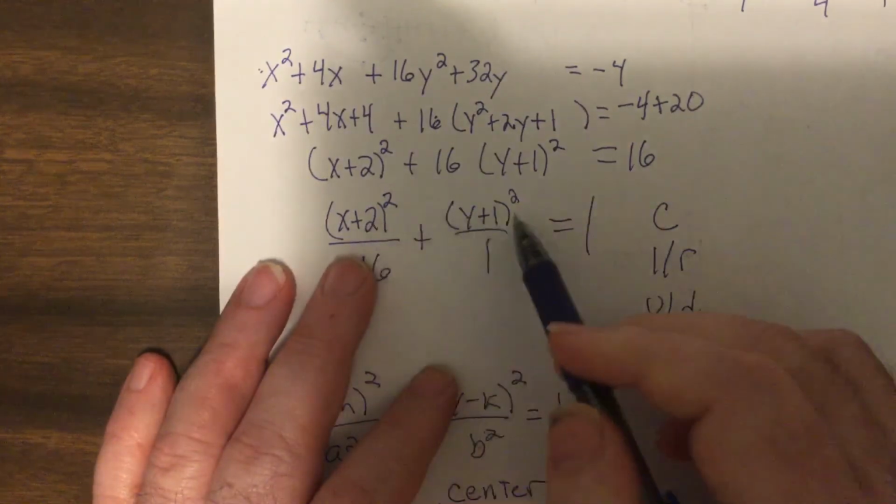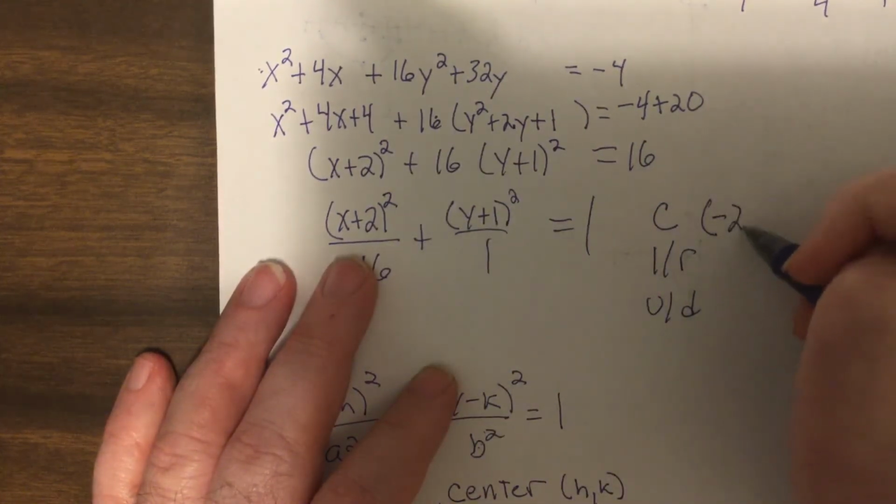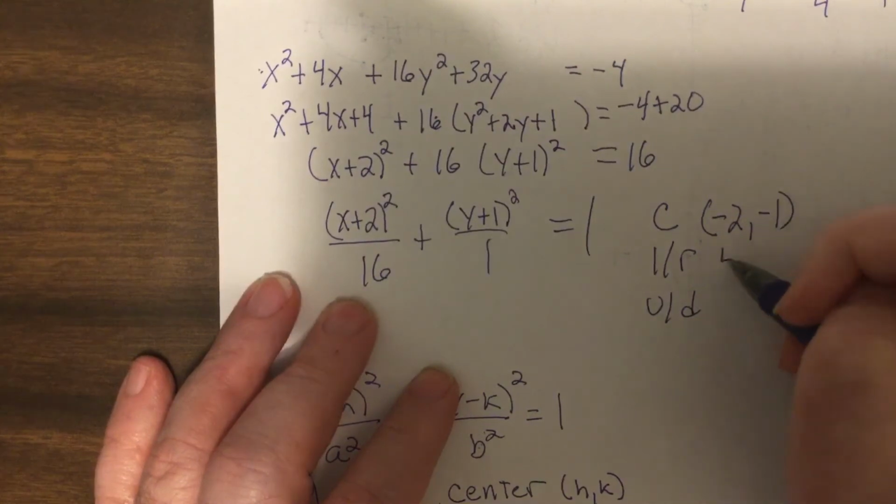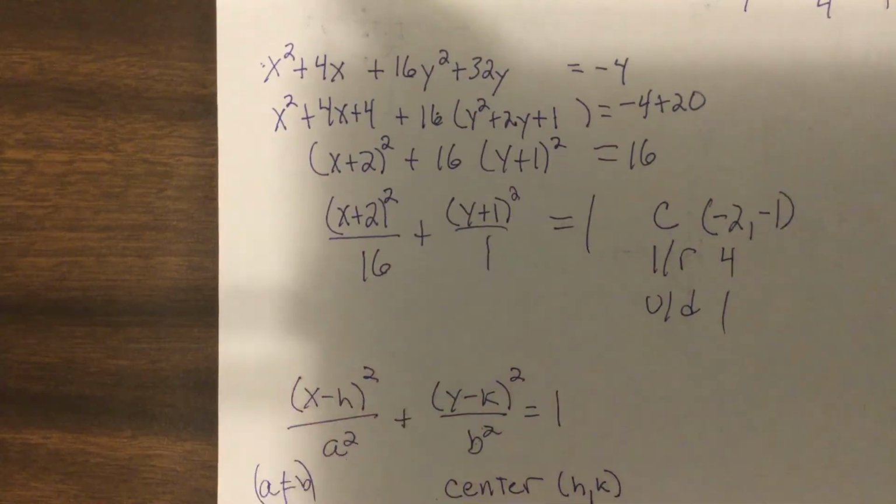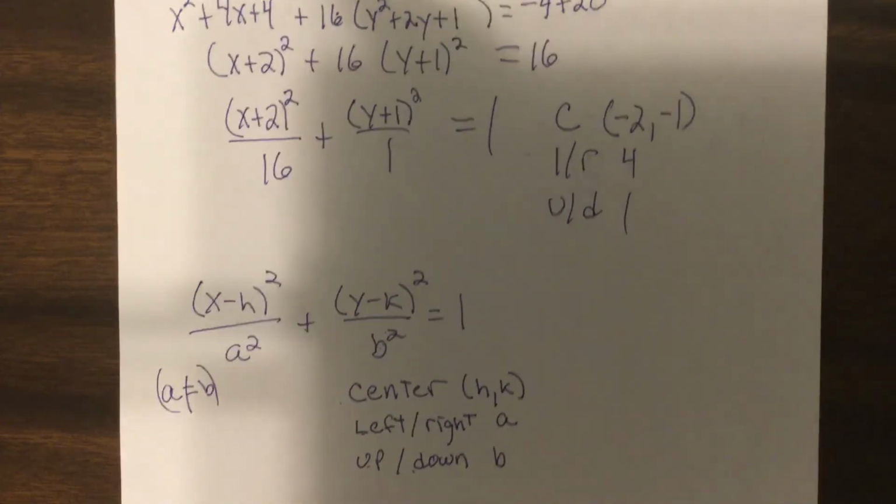So the center would be negative 2, negative 1. It'd be left, right, 4, up, down, 1. Not too bad, is it, my friends?